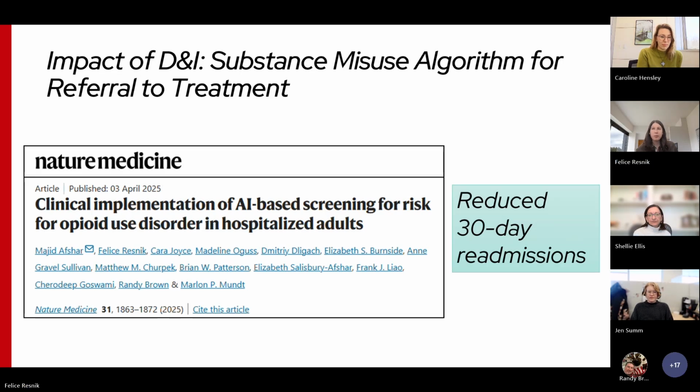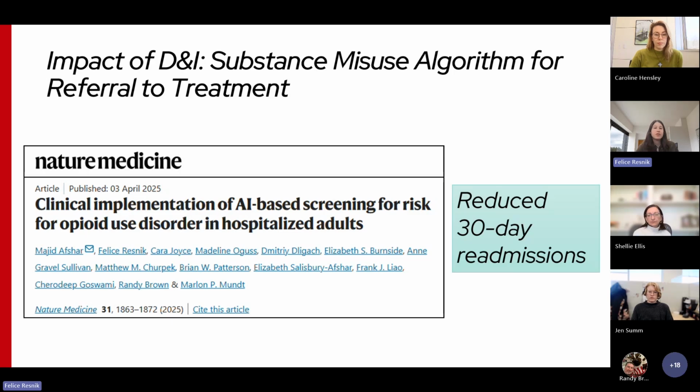Another example from your colleagues was in clinical implementation of an AI-based screening for risk for opioid use disorders in hospitalized adults. Again, many of your colleagues were on this project, and it was the design of a BPA that was hoping to address this evidence to practice gap that shows early identification in addiction medicine consults can improve outcomes, yet routine opioid use disorder screenings are rarely implemented in hospital workflows.